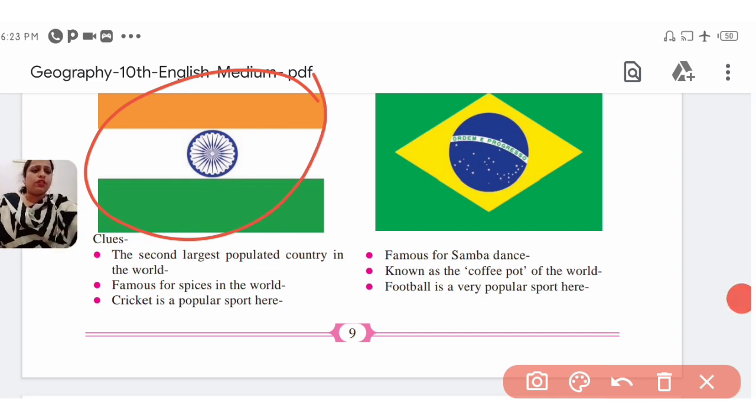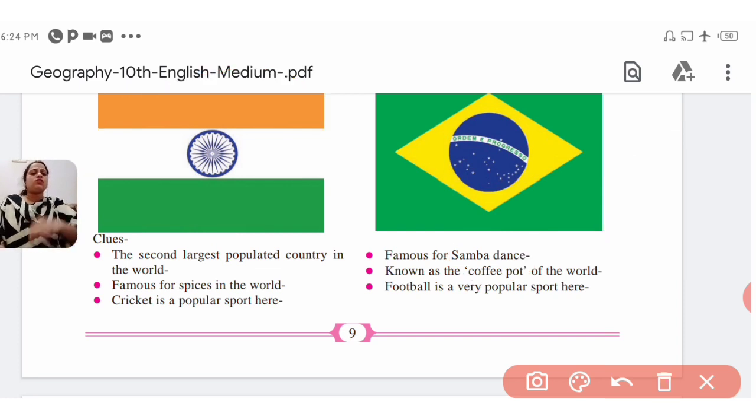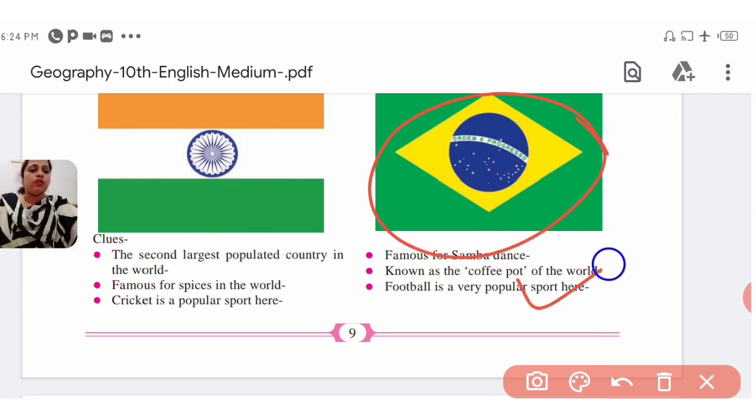Okay, now let's start with the Brazil. Brazil is famous for samba dance. Students, you might be thinking, what is India famous for? India is famous for Kathakali, Bharatnatyam, and Brazil is famous for samba dance. Brazil is known as coffee pot of the world. You might be thinking, why Brazil is known as coffee pot of the world? Because students, 40% of the coffee exports goes from Brazil to various countries. It's 40%, right? Then football. Football is a very popular sport in Brazil.